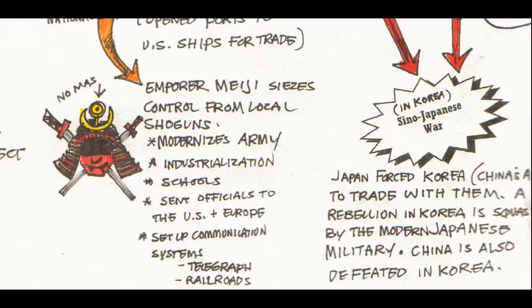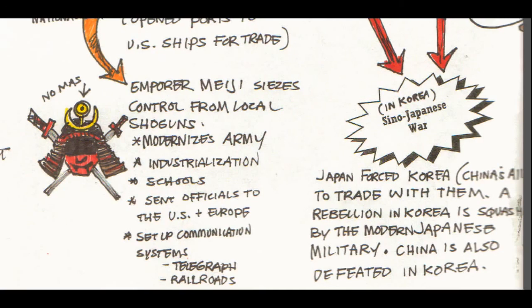He also sets up communication systems, railroads, and telegraph, making it easier to communicate. This is also the time where we see the end of the samurai. If you've ever seen The Last Samurai, the movie with Tom Cruise, this is the time period that we're talking about. Now we have some different events that take place during this time.